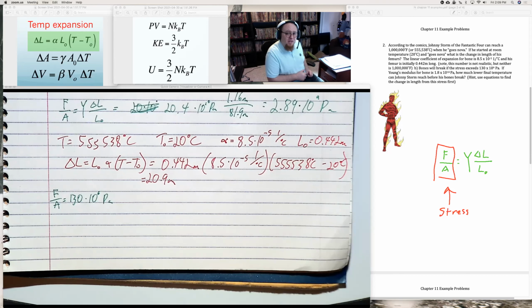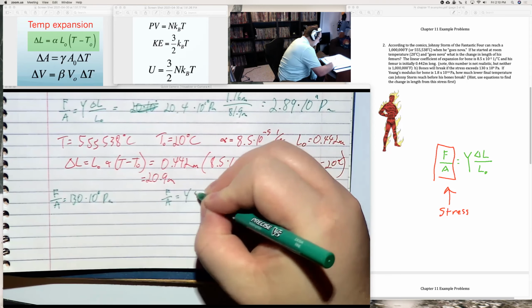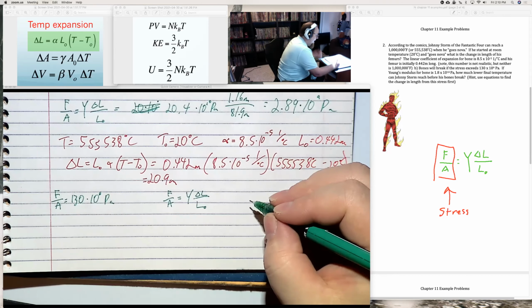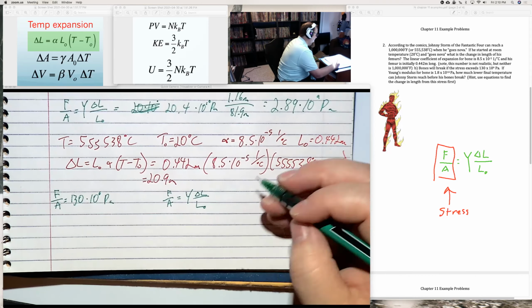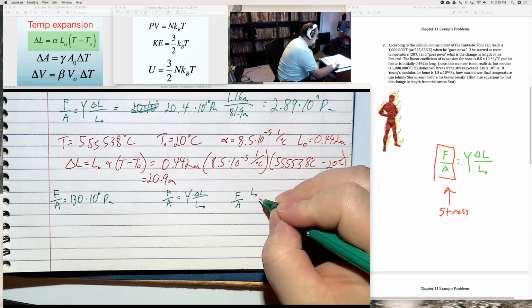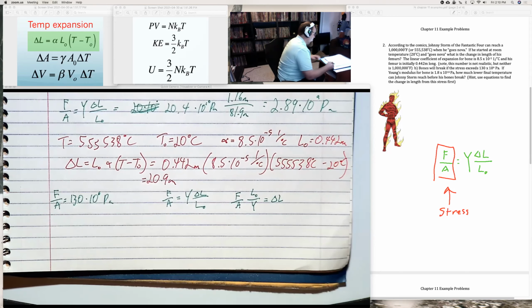Now, if I want to find the max temperature he can reach, I'm going to first figure out the max change in length he can get. I know that stress is Young's modulus times change in length over L naught. Once again, I know how to use this equation because I gave Y. What I'll do is use this to find delta L. I'll take my F over A and multiply both sides by L naught, divide both sides by Y. And that'll give me a change in length.